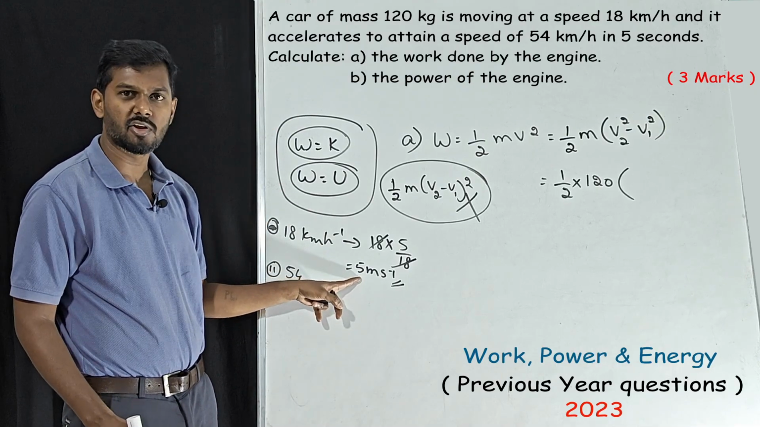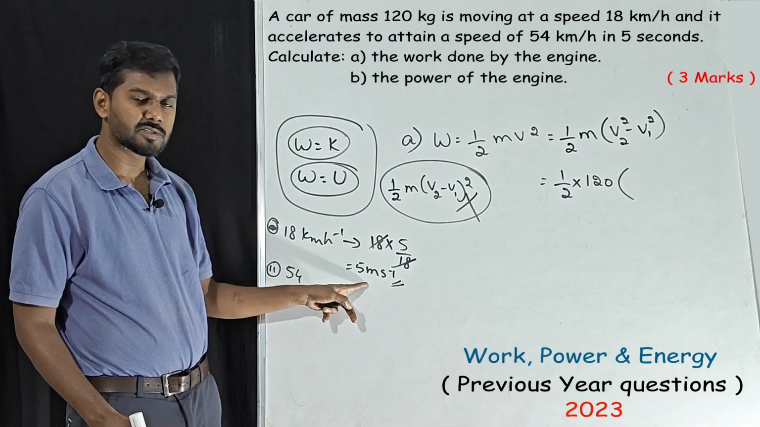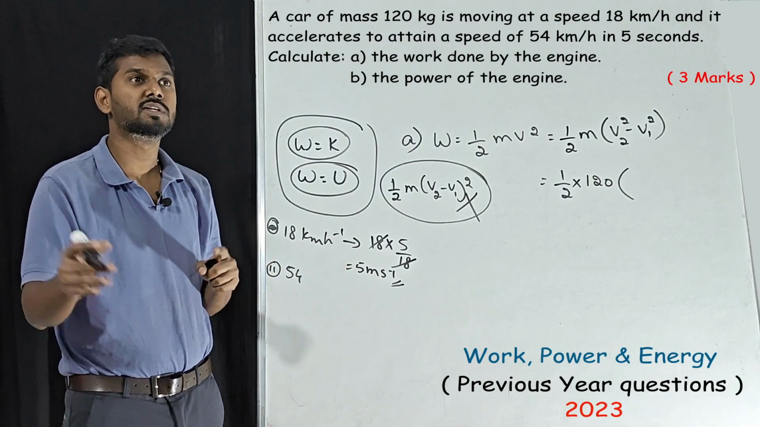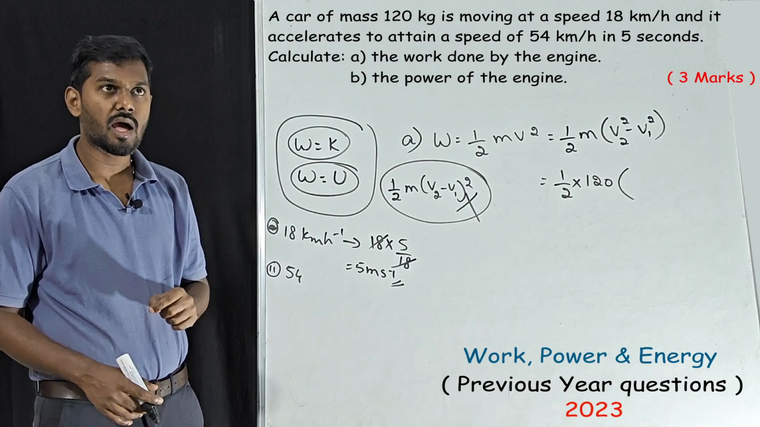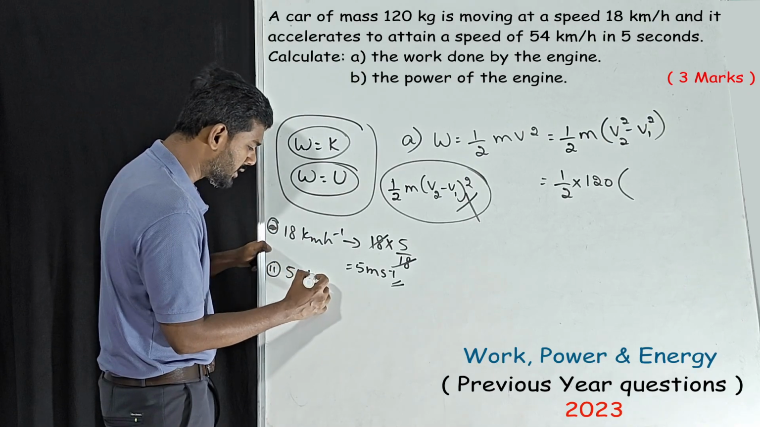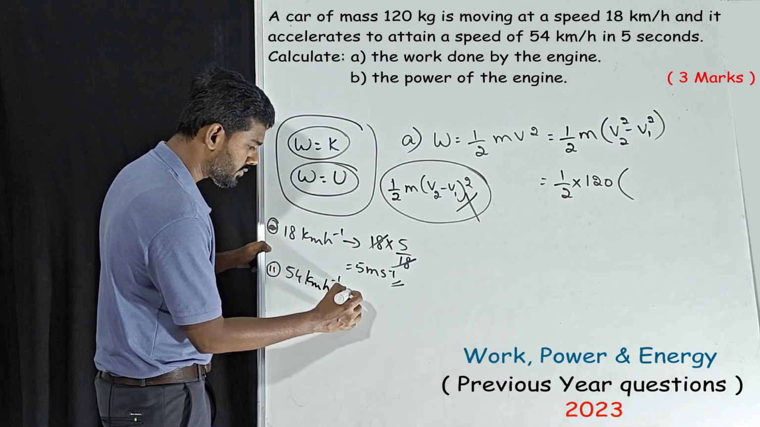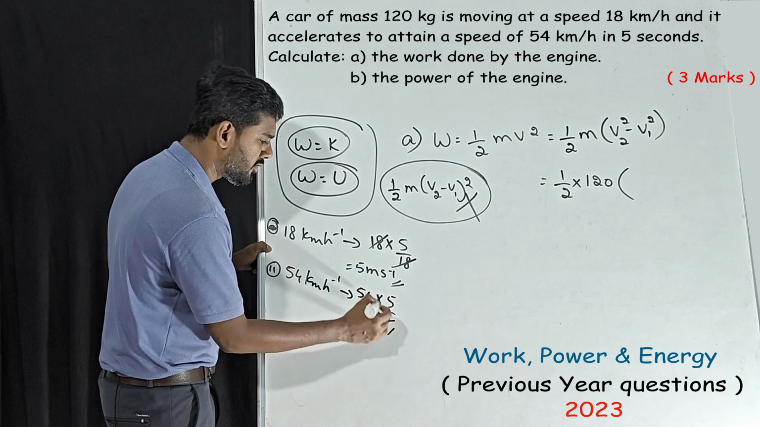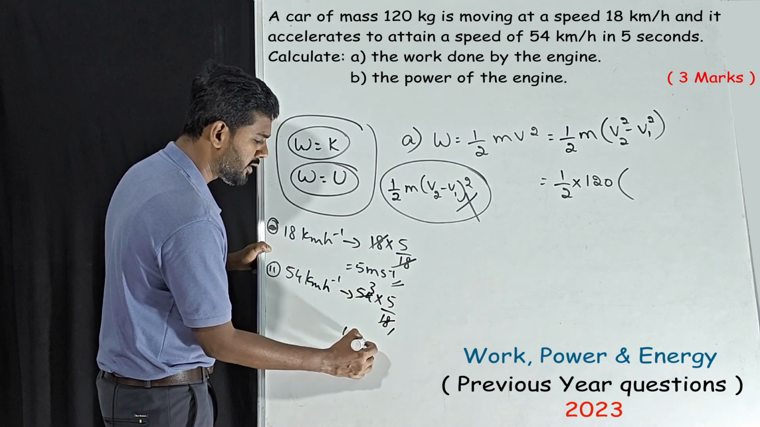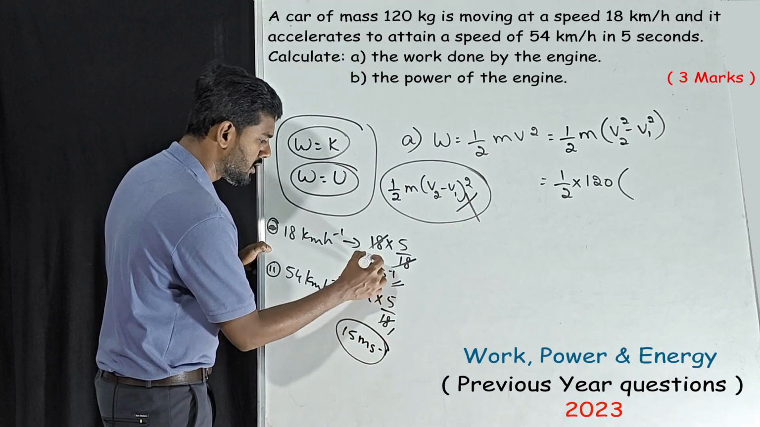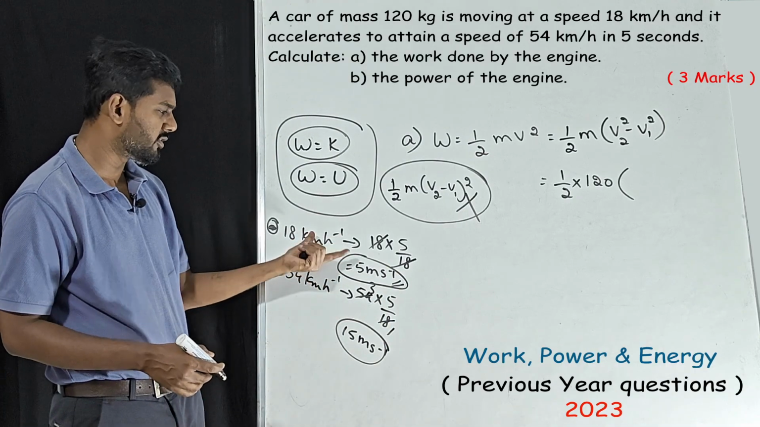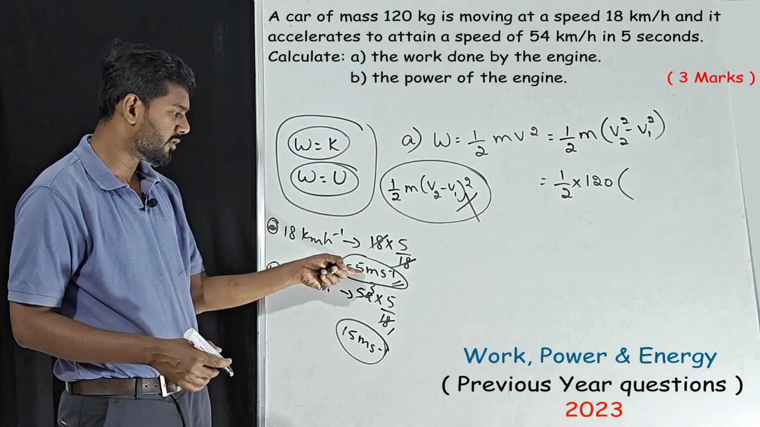What is the answer we got for 18 kilometer per hour? 5 meter per second. So 5 into 3, that is 15 meter per second, is the conversion of 54 kilometer per hour. Or else you can go for the manual method: 54 into 5 by 18, 18 threes are 54, 15 meter per second. So you don't have to waste time calculating. First one you convert it, 5 meter per second.